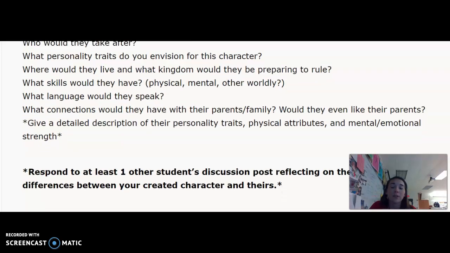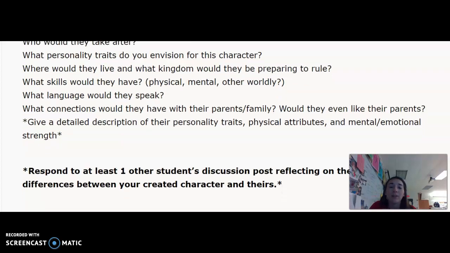Your response should be a minimum of 15 sentences, and you need to respond to at least one other student's discussion post reflecting on the similarities and differences between your created characters and theirs. So we are not critiquing characters and pointing out flaws. We are only talking about how different or similar our characters that we are envisioning may be, and maybe whether you think they would make good siblings. Maybe they have more than one offspring, and you think yours would pair well with another student's envisioning of that character. Alrighty.